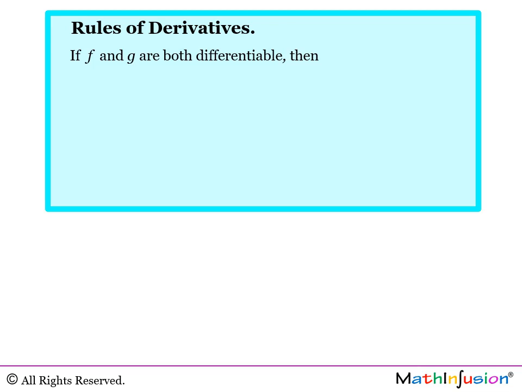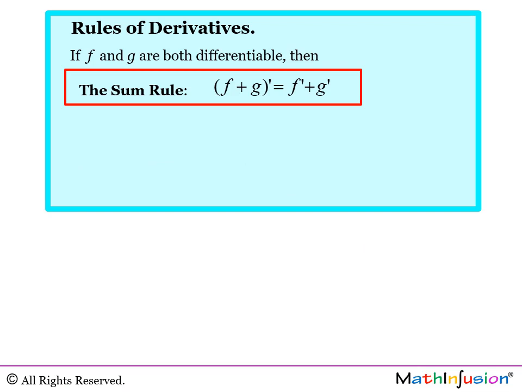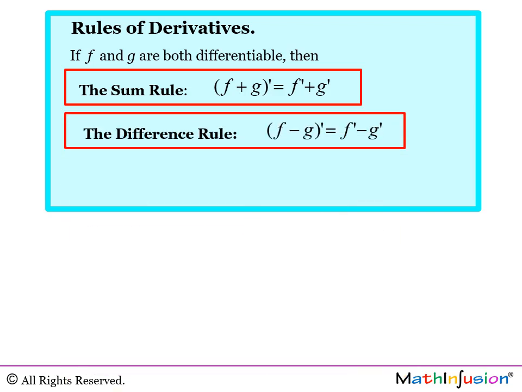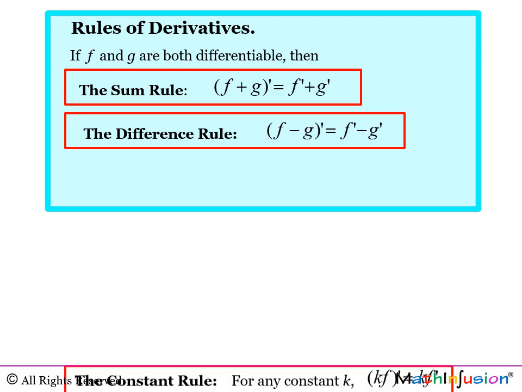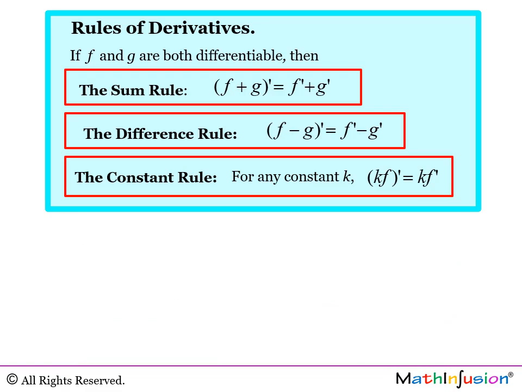Here are more rules of derivatives. If f and g are both differentiable, then the derivative of f plus g equals the derivative of f plus the derivative of g, or in short, the derivative of the sum is the sum of the derivatives. But also, the derivative of a difference is the difference of the derivatives. And here's the constant rule. For any constant k, the derivative of k times f equals k times the derivative of f.